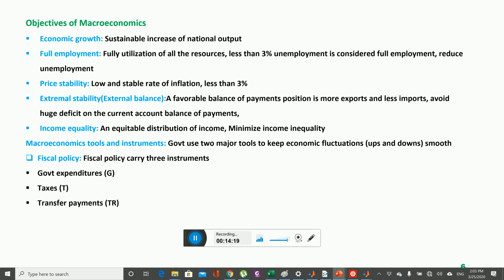So this is one instrument, government expenditures or government spending, G, that the government uses to stimulate economic growth. The second one is taxes. Again, this is one instrument of fiscal policy that the government uses to increase or decrease economic growth. If the government wants to increase economic growth by using taxes, the government has to reduce the tax rate. When the taxes decrease, the disposable income of the people will increase.